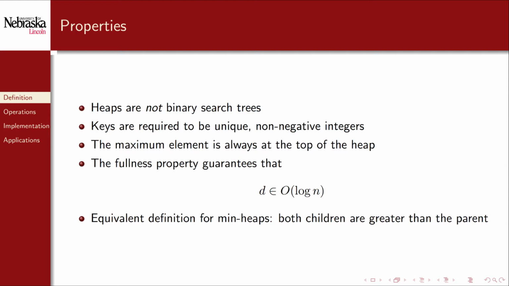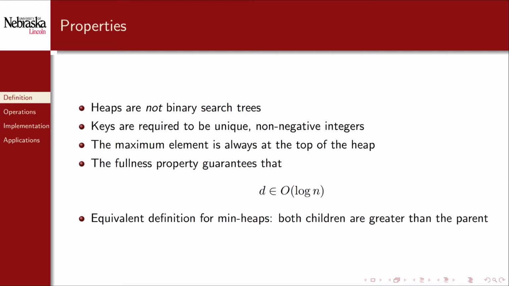As before, we'll require that our keys be unique, non-negative integers. These conditions can be relaxed or made irrelevant through the use of comparators. Because of the heap property, a max heap will always have its largest key value at the top of the heap. Because of the fullness property, we have a guarantee that the depth of the heap will be logarithmic. These are the properties that we're going to exploit to develop an efficient data structure and operations.